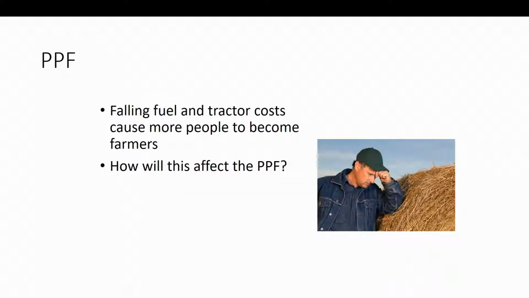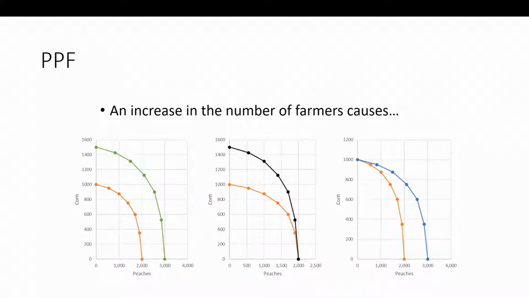Okay, let's do another example here. Falling fuel and tractor costs cause more people to become farmers. So we have more people that are going into farming. How is this going to affect our production possibility frontier? Will we see an increase or decrease? We're going to see a pivot or a shift. Well, let's take a look at all three of our options here.